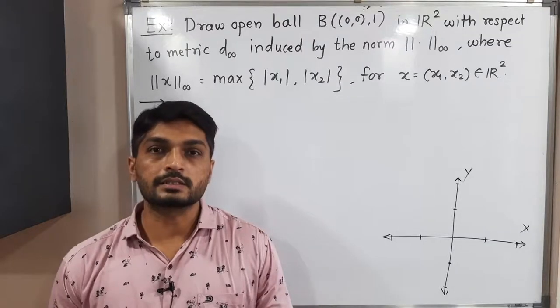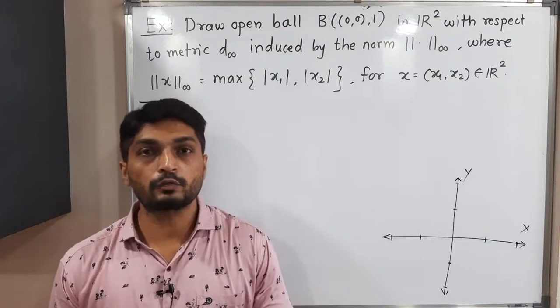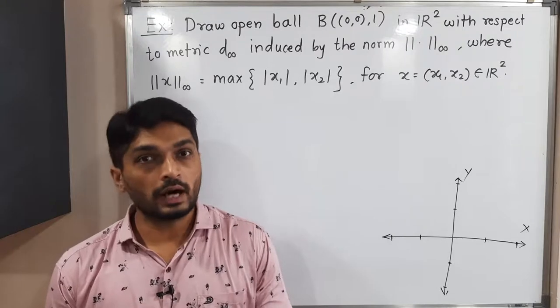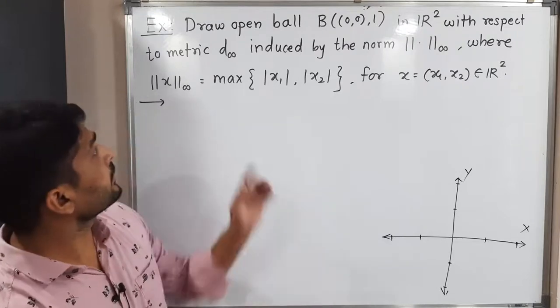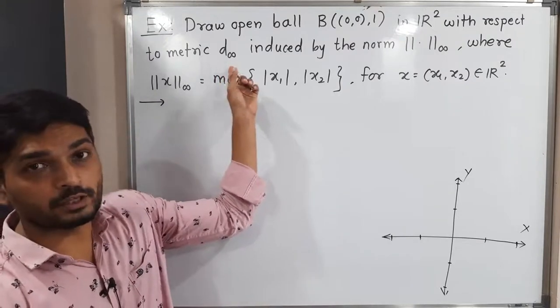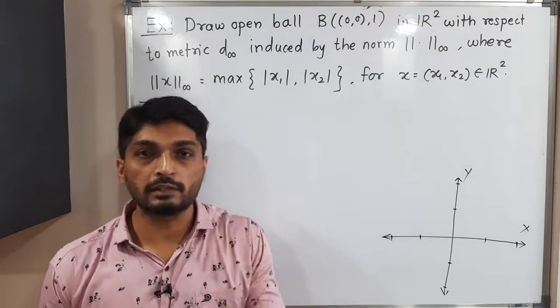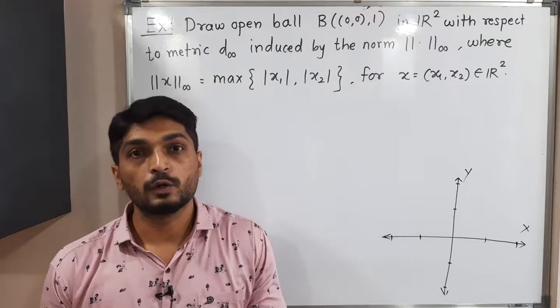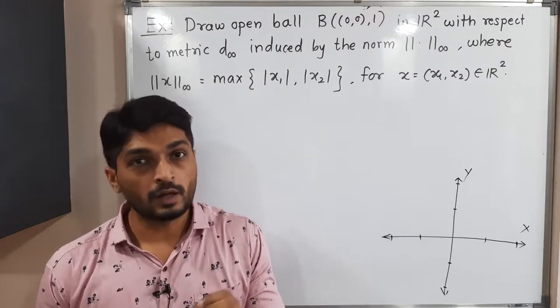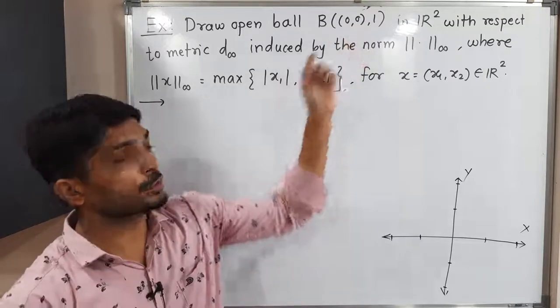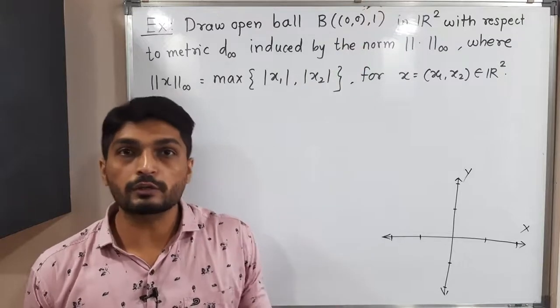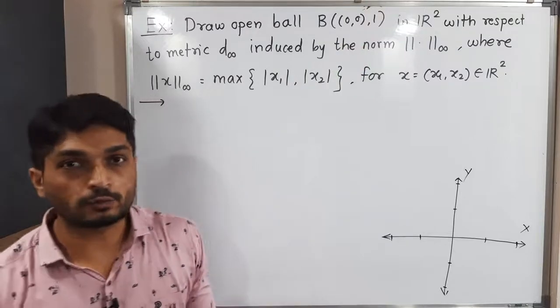Everyone, let us discuss this example. In this example, we have to find the open ball in R2 with the metric d infinity, which is induced by norm infinity. They have given one metric d infinity, and with respect to that, we have to find the open ball in R2 with center (0, 0) and radius 1.